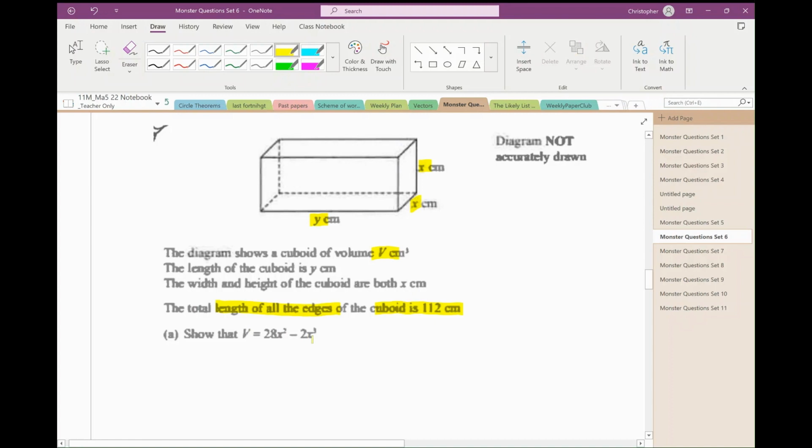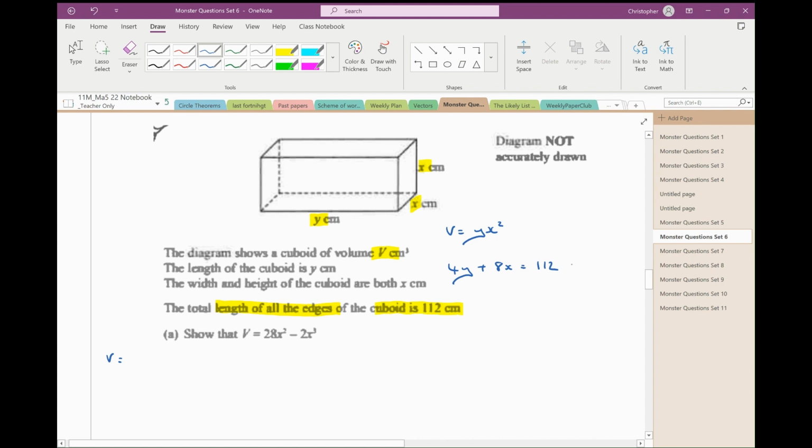Show that V equals 28x squared minus 2x cubed. Well, let's start by using this fact that we're given here, that the total length of all the edges, which is going to be 4y plus 8x, is 112. I've also got an equation for the volume of the cuboid, haven't I? The volume of the cuboid is going to be y times x squared. Now, I've got to form an expression for the volume in terms of x only.